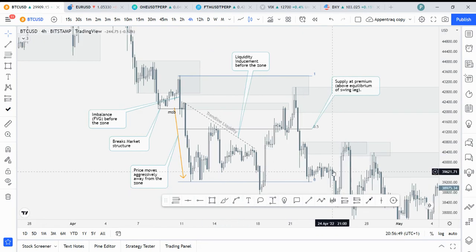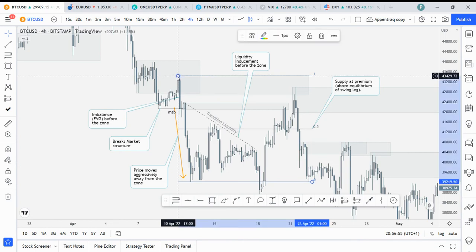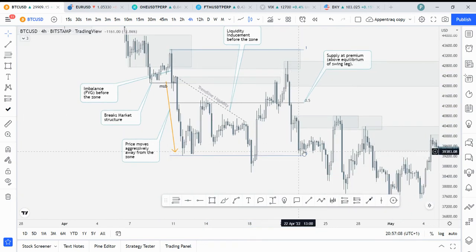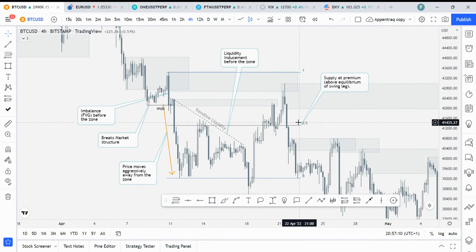Basically, when you draw a fib, you can see this is a fib from the high of the previous swing leg. This is the high, this is the low. So you draw a swing from the high to the low. You want to make sure that your supply zone is above 50% when you are looking for a short, and below 50%, that's the 0.5 level, equilibrium, when you are looking for a long. Okay, that's basically the concept of premium, discount and equilibrium.